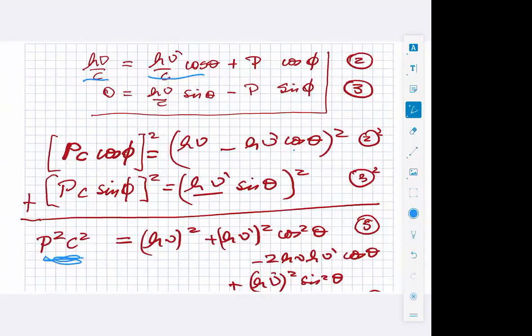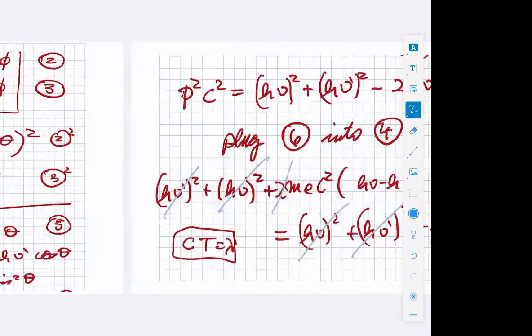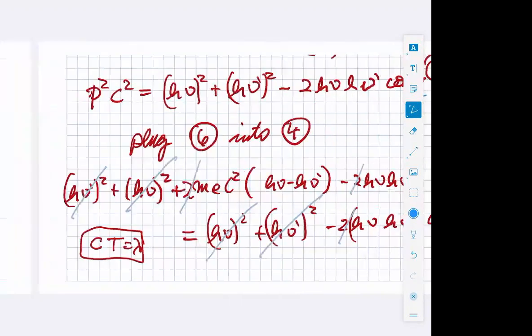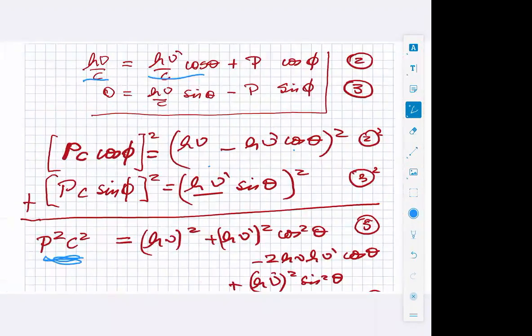Then I have this expression for h nu prime. Expression 5 comes from the conservation of momentum, and I have to join that expression with equation 4. It says to plug 6 into 4.